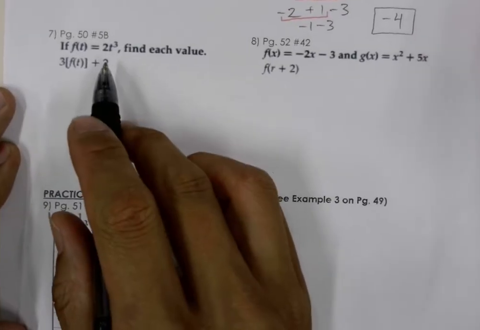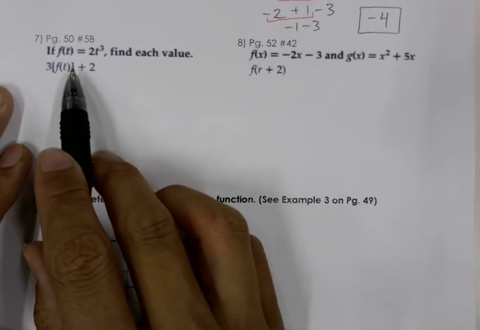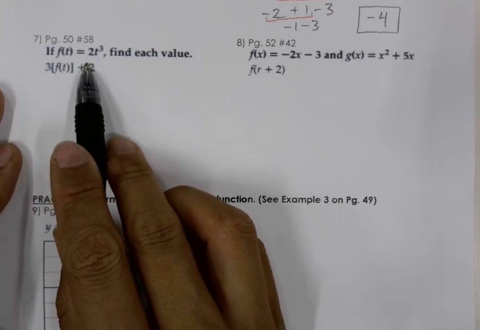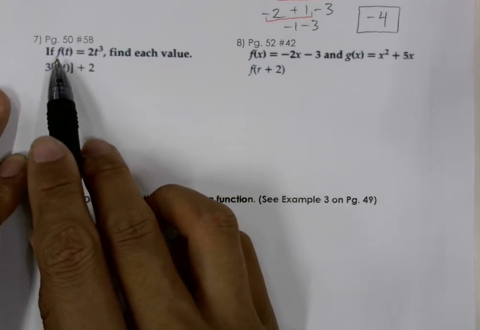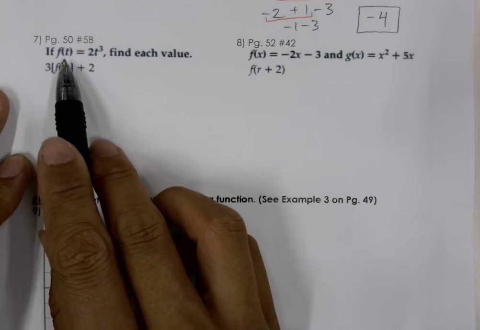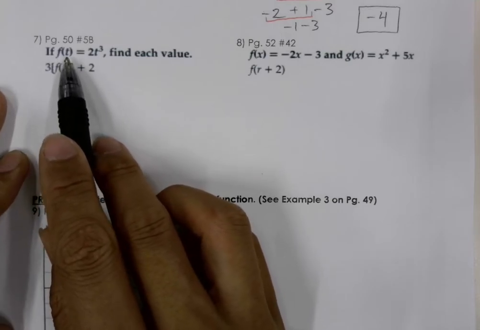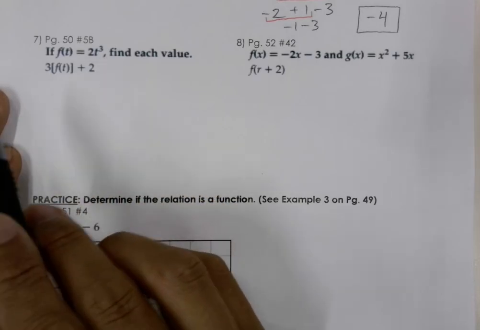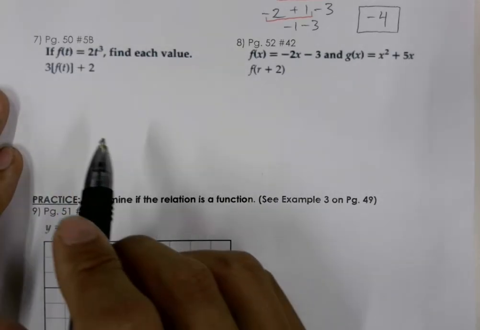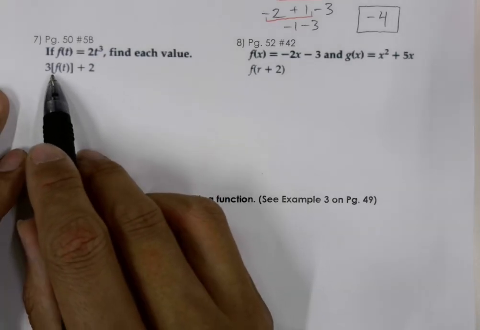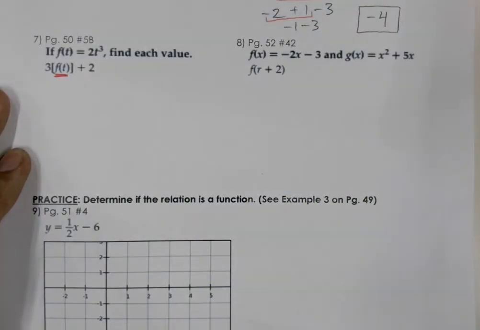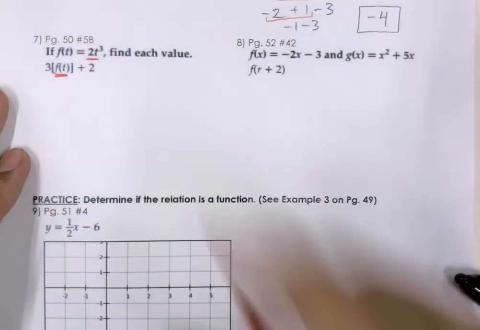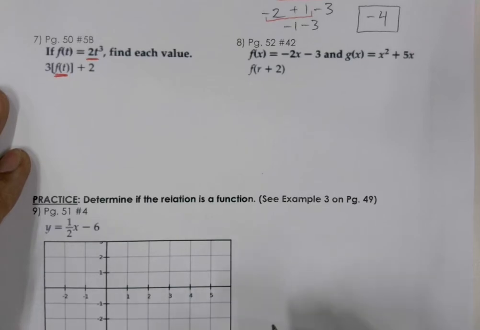Let's continue. Number 7 states that if f of t is equal to 2t to the power of 3, find each value. Now, we can have f of x, we can have f of t, we can have f of a, right? The variable doesn't matter. It's still function notation. And so what we can do in this expression is we can replace the f of t with what f of t is equal to, namely 2 times t to the power of 3. Let's go ahead and do that now.